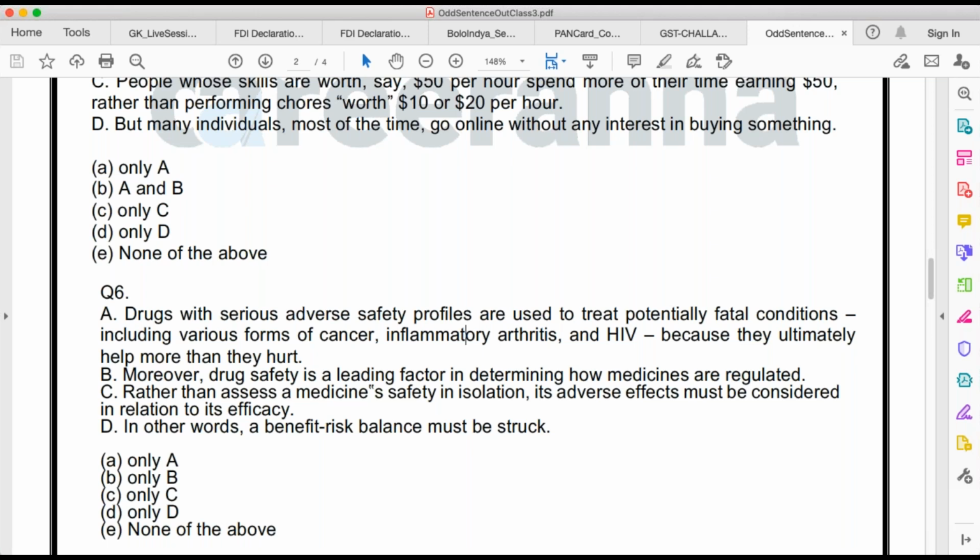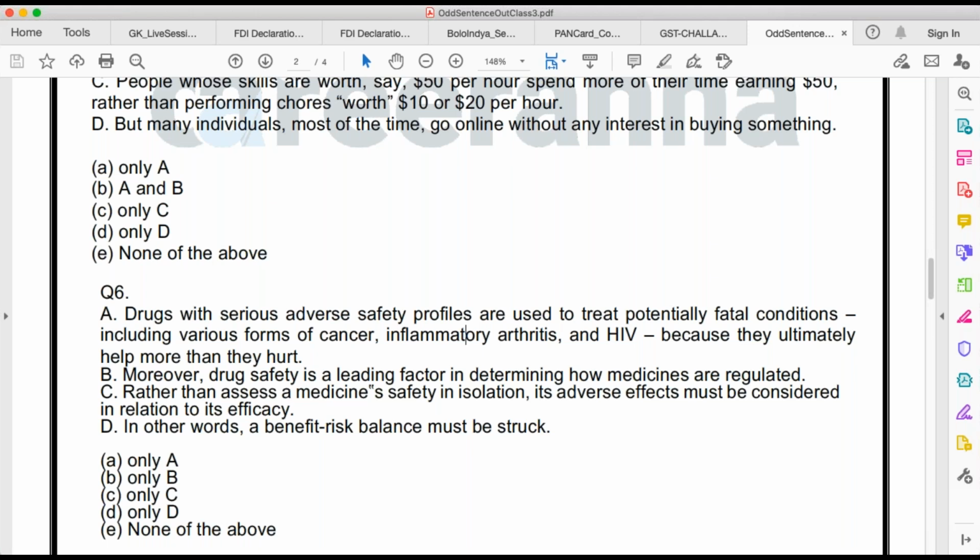So benefit risk balance means something which benefits me more than how much it hurts me, correct? But that means that there is something which hurts as well as benefits, but it benefits more than what it hurts. Sentence number A: Drugs with serious adverse safety profiles are used to treat potentially fatal conditions because they help more than they hurt. Help more than they hurt. Benefit risk balance must be struck.